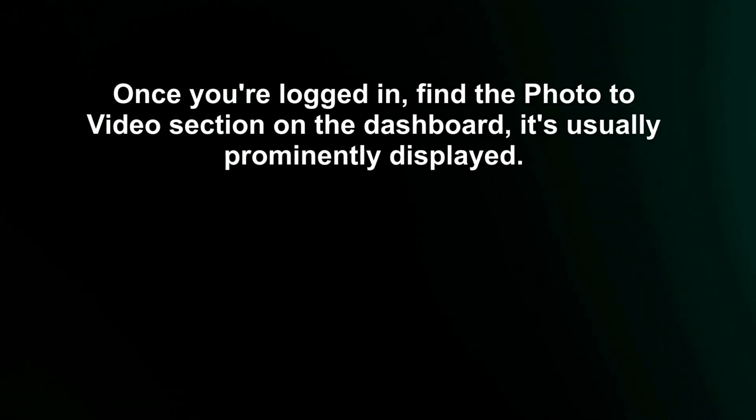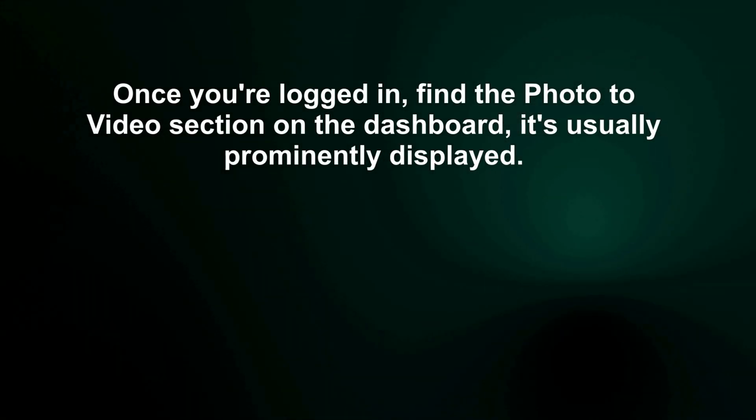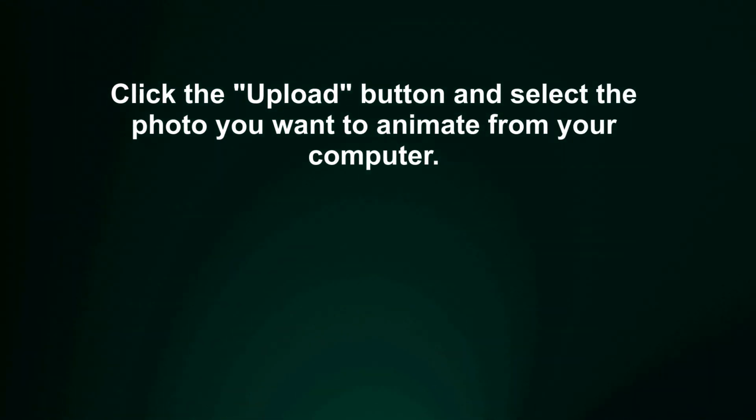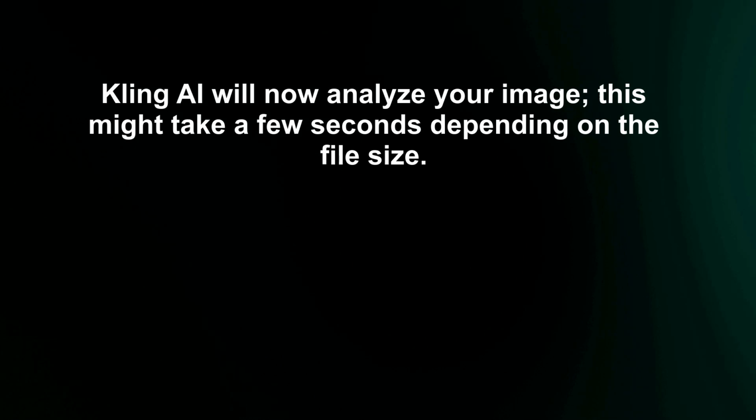Once you're logged in, find the photo to video section on the dashboard. It's usually prominently displayed. Click the upload button and select the photo you want to animate from your computer. Kling AI will now analyze your image. This might take a few seconds depending on the file size.